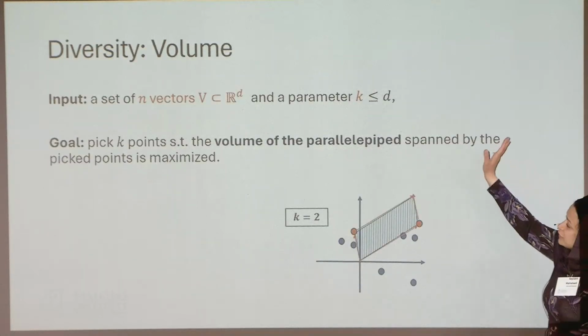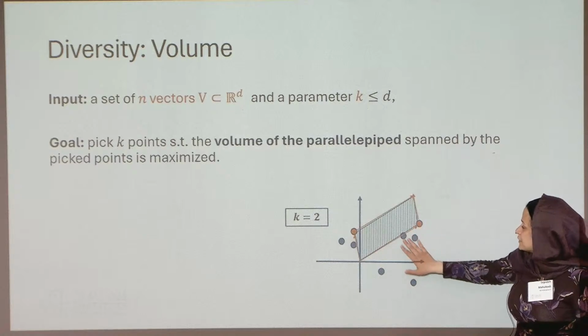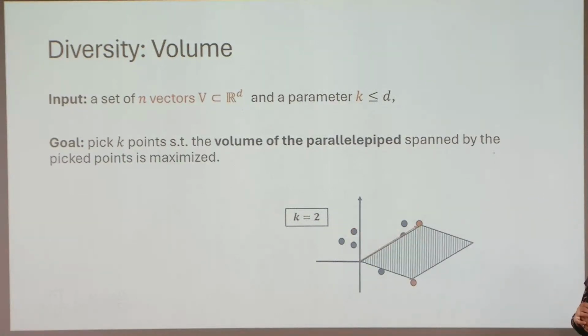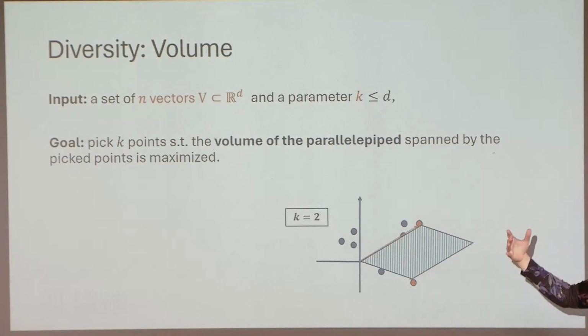The notion of diversity that we are looking at here is basically the volume. So the goal is to pick a subset of size k of your data that has the maximum volume. For example, if k is equal to 2 and you pick these 2 points, then this is the parallelepiped with the largest volume that you can get. So is the problem clear? You have a set of n points. The goal is to pick a subset of size k that gives you the maximum volume. The volume of the parallelepiped spanned by those k points should be maximized.